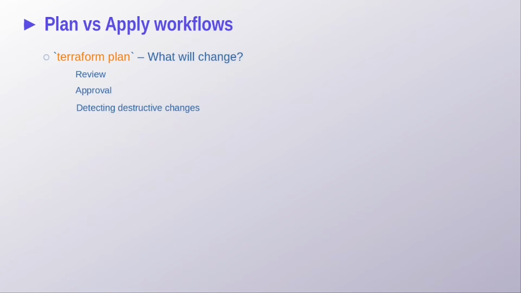Important thing to remember: terraform plan makes no real change. It is safe to run automatically. It is perfect for a CI pipeline. The output of plan is a change contract. It's like saying, if you approve this, this is exactly what will happen. This is why plan should always run automatically.